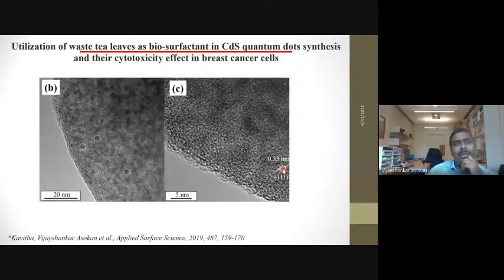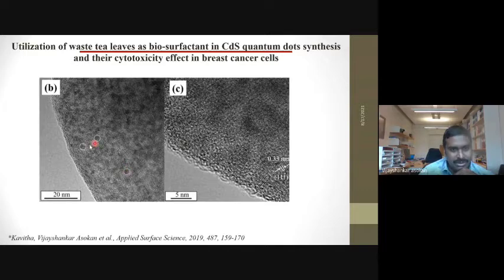This is another example where I was working at Swansea University. They have utilized waste tea leaves as a biosurfactant in cadmium sulfide quantum dot synthesis to study their cytotoxicity effect in breast cancer cells. But we need a high resolution image to identify.